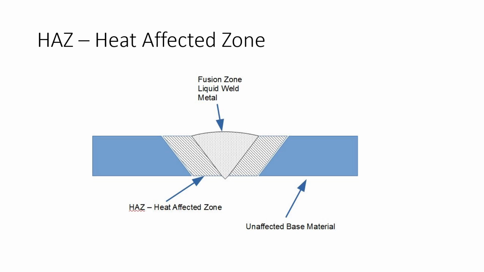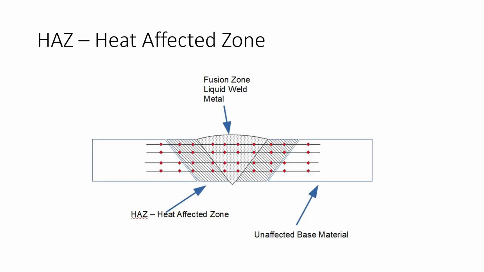So this is where this whole thing starts with essential variables. If we change one of these variables, it's going to affect the mechanical properties of the heat affected zone and the base metal and the weld metal.